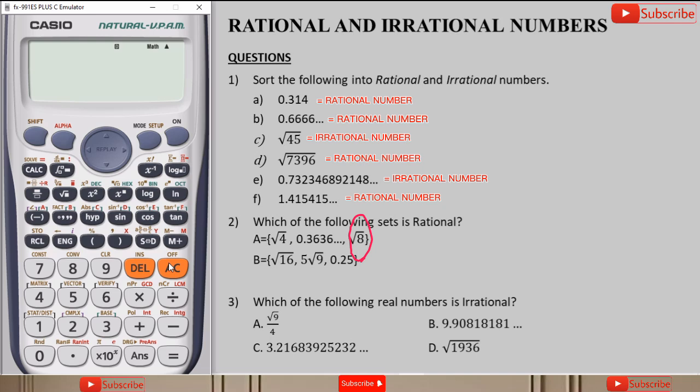And now, what will be our conclusion? For set A, there is a particular element, square root of 8, which is an irrational number. And because that particular element is an irrational number, then we conclude that the set A is not rational.